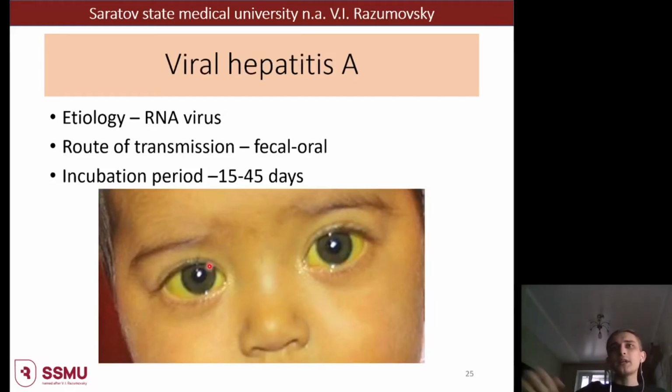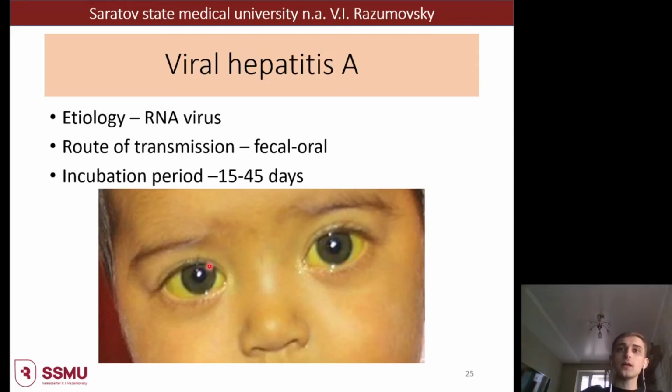So, viral hepatitis A. The second name for this disease is Botkin disease. Its etiology is the RNA virus of hepatitis A. The transmission way is fecal-oral. The incubation period is very short, something about 15 to 45 days. This type of hepatitis is characterized by an epidemic course and is more typical for childhood, manifesting itself more commonly in children, and the typical way of infection is from child to child.